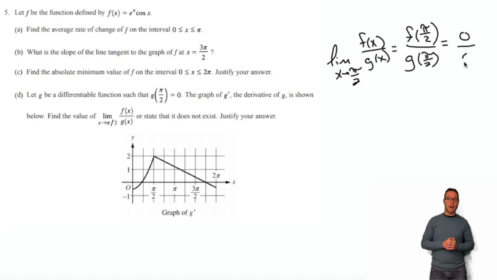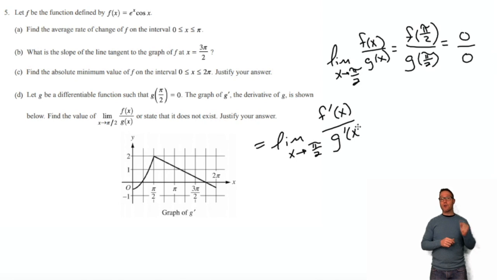Now g of pi over 2, let's see what's going on there. Oh, they told us it was 0. So we have 0 over 0. This is an indeterminate form. Now there's a theorem called L'Hopital's rule, which says that if you have an indeterminate form such as 0 over 0, and f and g are both continuous, then the limit of f prime over g prime is the same as the limit of f over g.